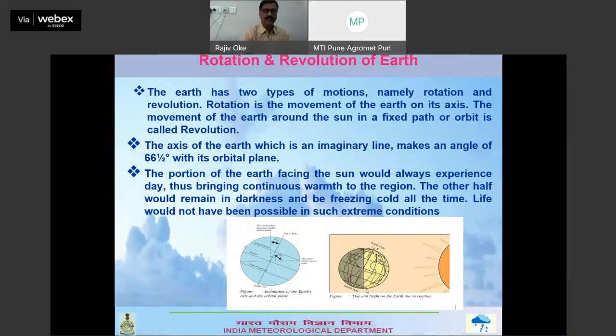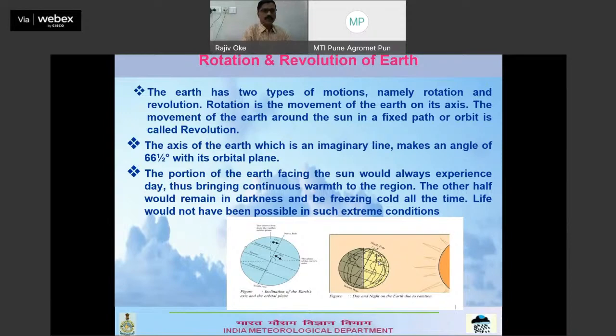The portion of the Earth facing the Sun would always experience day, bringing continuous warmth to this region. That's why the temperature would be much higher on this side. The other half would remain in darkness and freezing cold all the time. Life would not have been possible in such extreme conditions. Let us consider if the Earth were not moving: then life would not be possible, because here it would be totally warm and here a very freezing cold temperature. The chance of any life existing would not be possible. That's why Mother Earth is rotating and we are still alive.